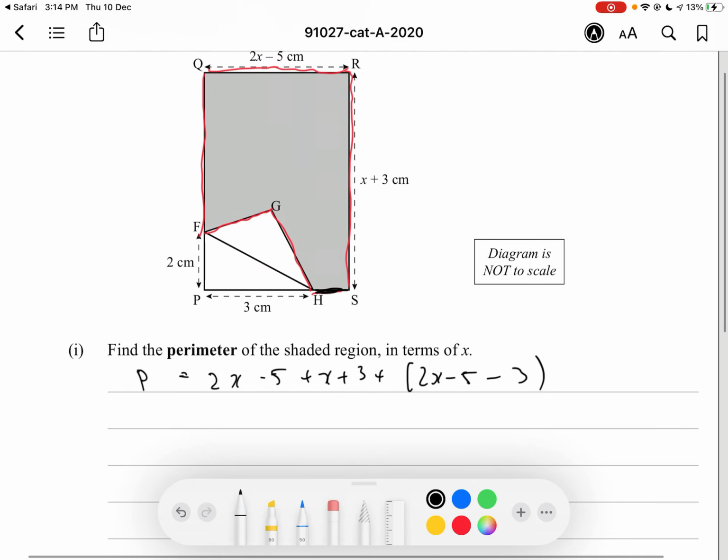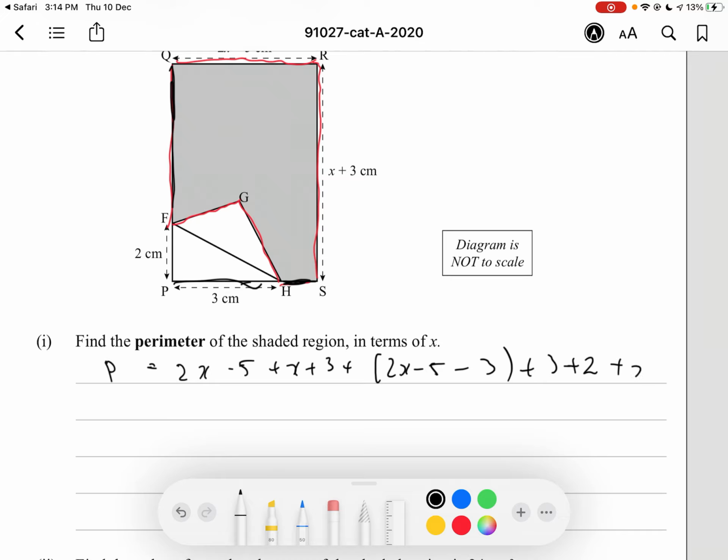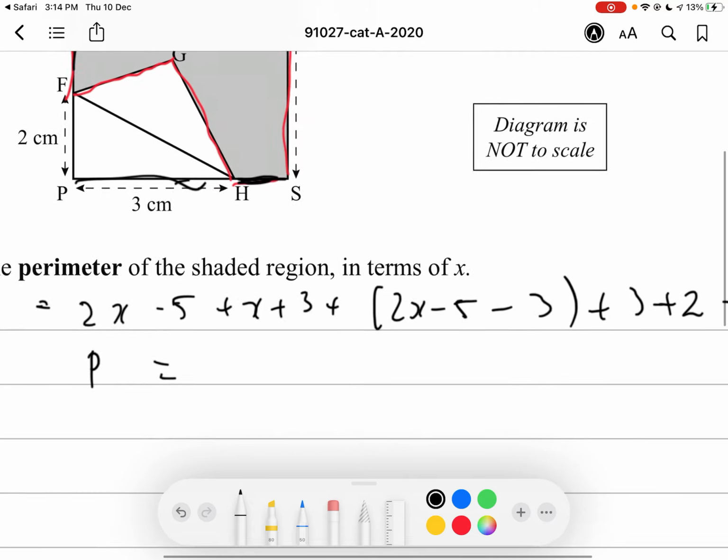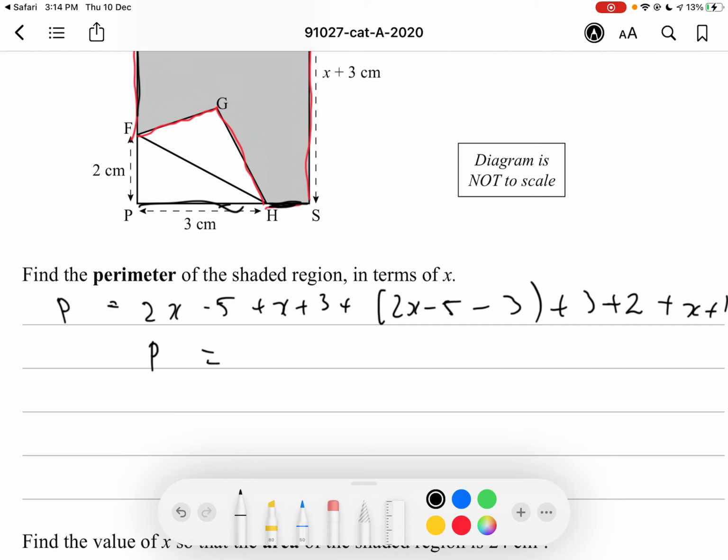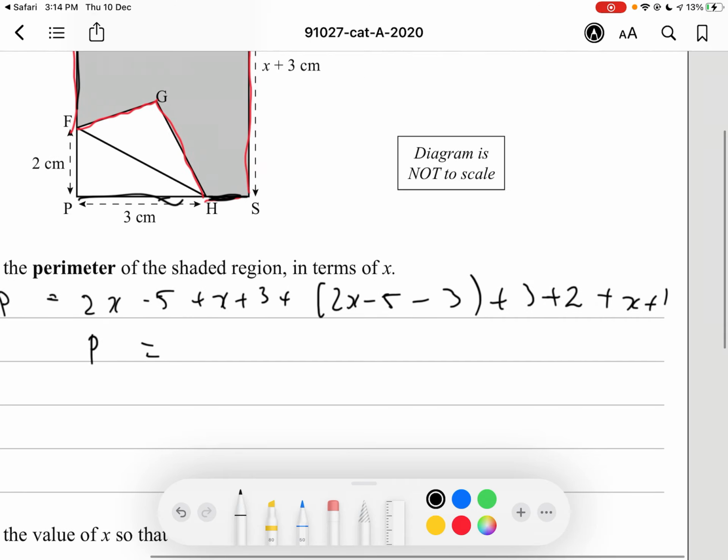And we're going to add on this length here, which is plus this 3 here, so plus 3, plus 2, plus this red line QF. So QF will be x plus 3 minus 2, which is plus x plus 1. Okay, so we just need to add up all the like terms. So 2x plus x is 3x, plus 2x is 5x, plus x is 6x.